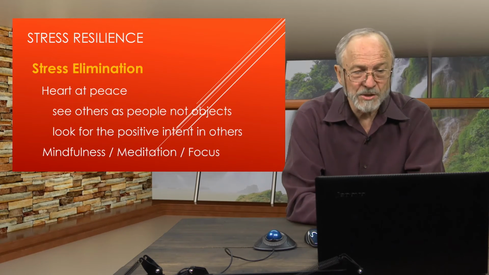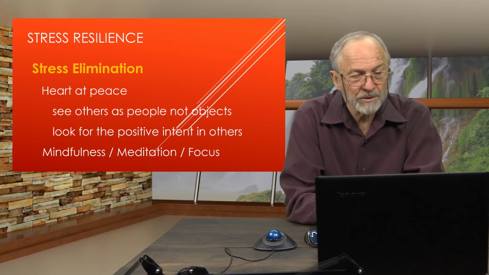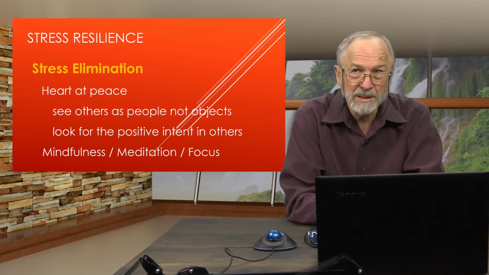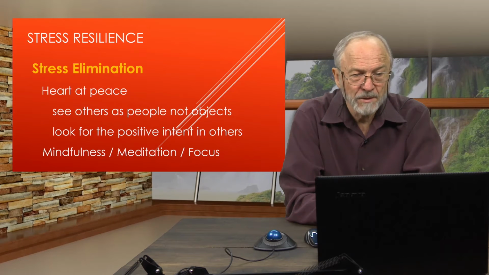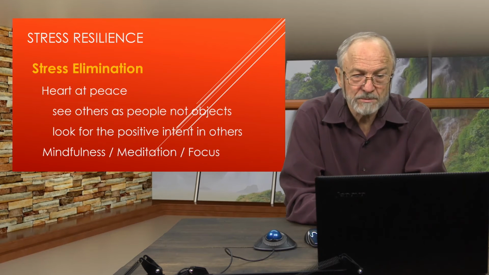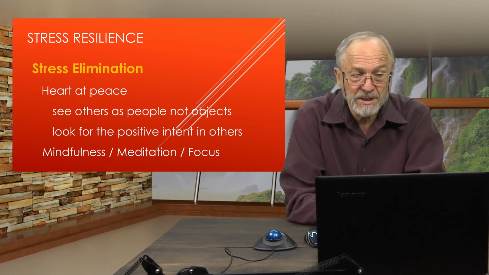Another way to eliminate stress is to have a heart at peace. What that means is that you see other people as people with problems and wants just as you have. People are not objects, they're not obstacles, and they're not inferior. If you look for the positive intent in others' behavior, you tend to see them in a different way, and your heart can remain at peace.